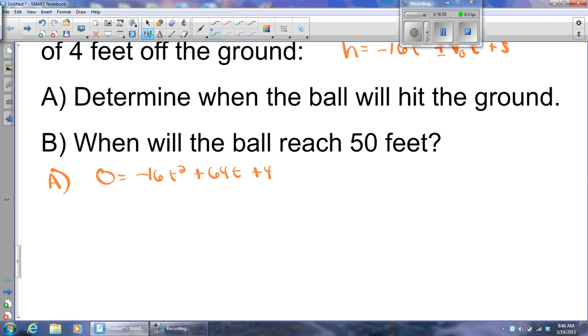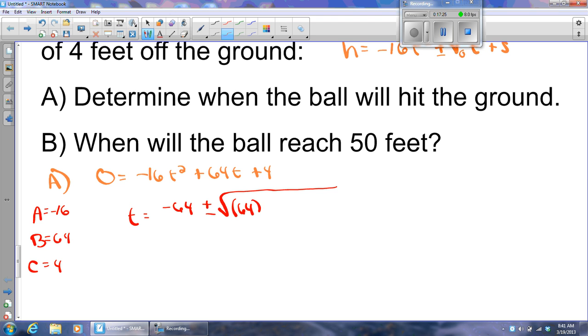And so A equals negative 16, B equals 64, and C equals 4. So I'm not actually going to find the discriminant. I'm going to use the whole formula because I need to know when it's going to hit the ground. So I am going to just go right to the formula. So t is going to equal negative b plus or minus the square root of b squared minus 4ac, and the whole thing is going to be over 2a.